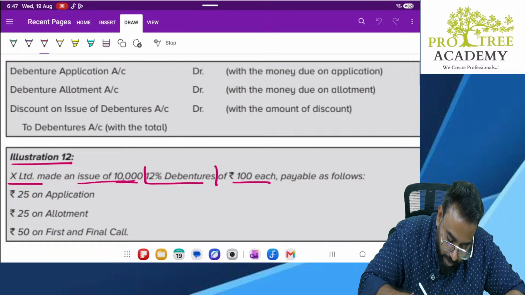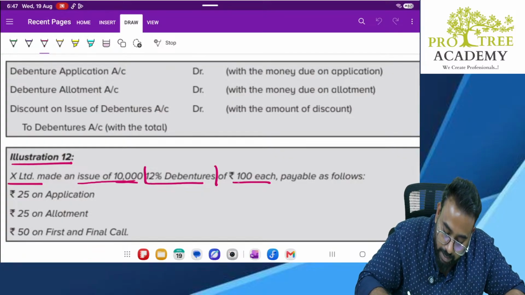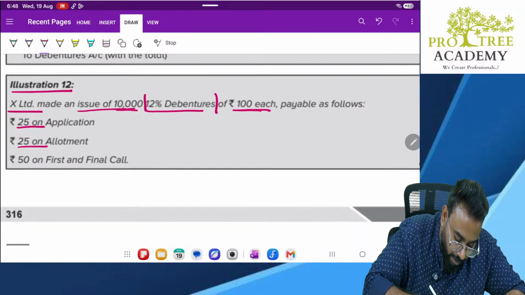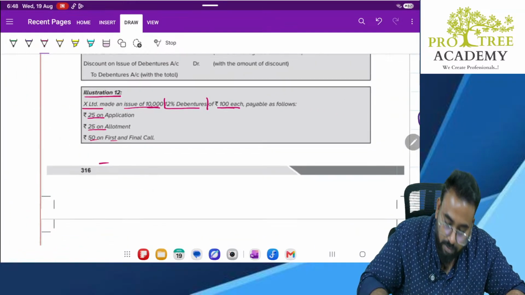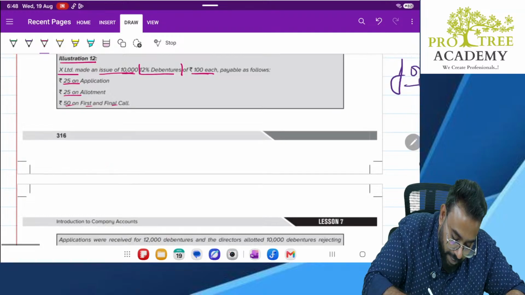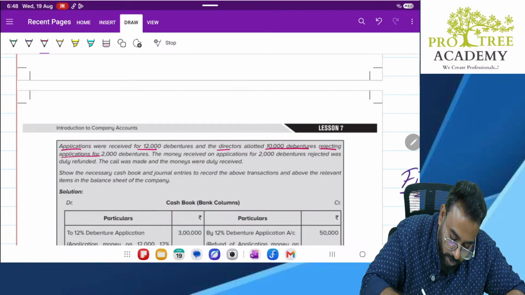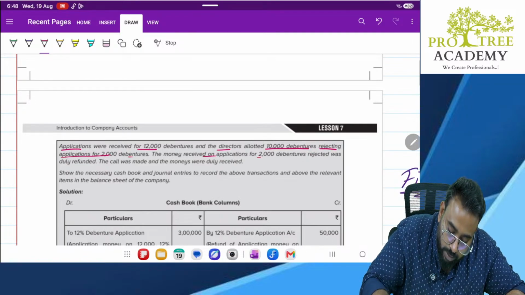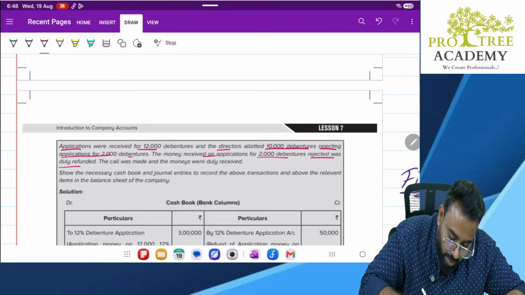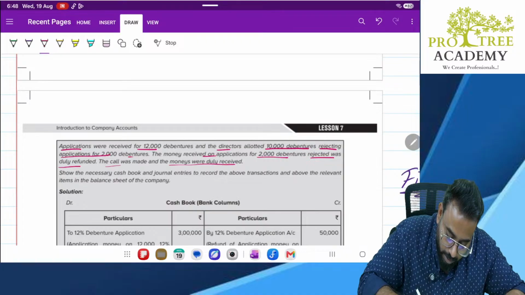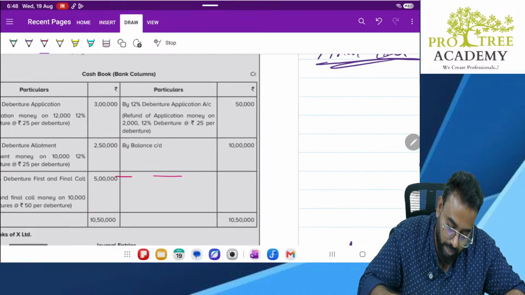X Limited made an issue of 10,000 12% debentures at 100 each, payable as follows: 25 on application, 25 on allotment, 50 on first and final call. Applications were received for 12,000 debentures and the directors allotted 10,000 debentures, rejecting applications for 2,000 debentures. The money received on application of 2,000 debentures rejected was duly refunded. The call was made and money was duly received. They have asked you to prepare journal entries and cash book. Clear? Shall we?